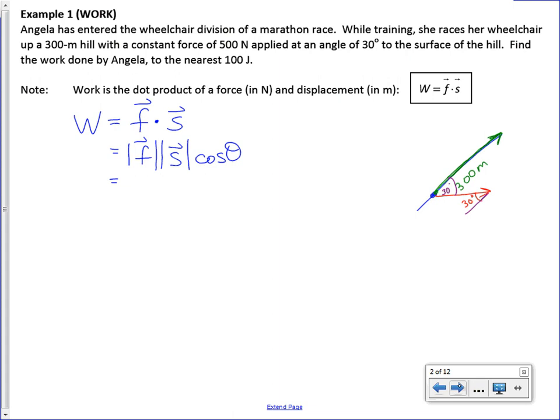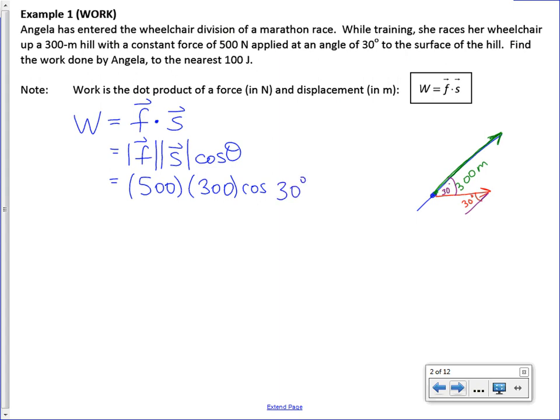Thank you. Do you have those three pieces of information? Are those all provided for you in the question? Do you know how big the force is in newtons? 500. Do you know what the displacement is? How far she travels in meters? Do we know the angle that the force makes with the displacement?